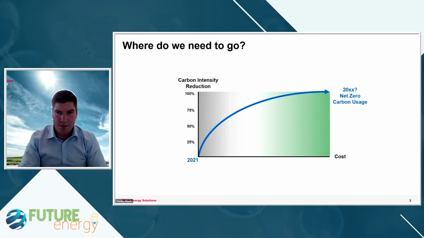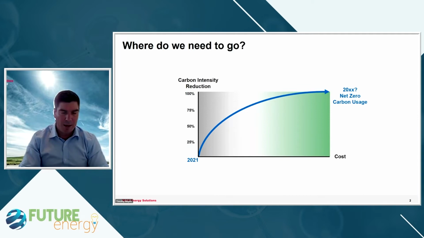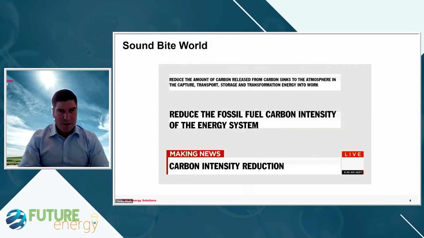The goal is to get to net zero carbon usage. We need to not just talk about where we need to be as a final goal, but some of the pathways of how we're going to get there. What are we trying to say? We're trying to say that we actually need to reduce the amount of carbon released from carbon sinks into the atmosphere in the capture, transport, storage, and transformation of energy into work.